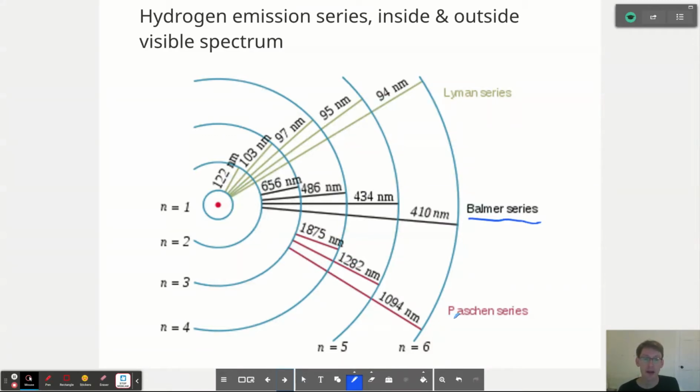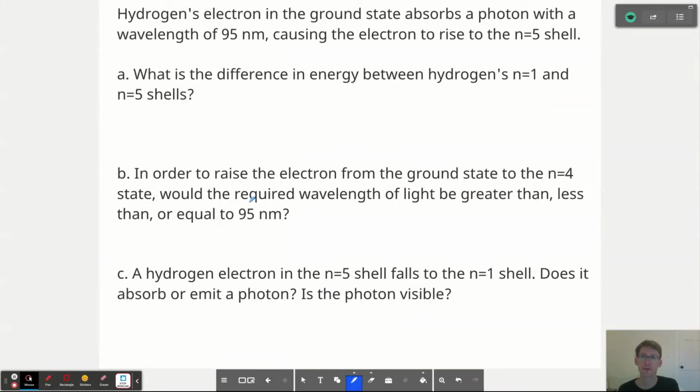Similarly, there's the Paschen series where the electrons end in the third shell. And even if you have an electron going from the n equals 50 shell down to the n equals 3 shell, it will be too long a wavelength, or too low a frequency, and too low an energy to be visible. It would be in the infrared range. So let's solve some problems here.